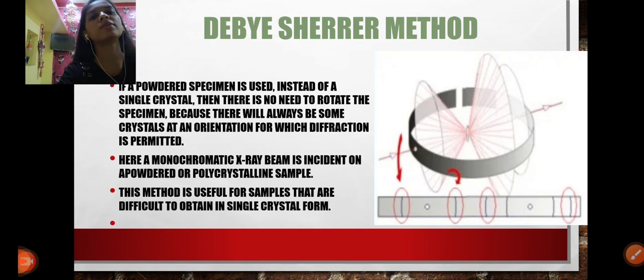Then the Debye Scherrer method. In this method, a powder specimen is used instead of a single crystal. There is no need to rotate the specimen because there will always be some crystals at an orientation for which diffraction is permitted. That means there are many microcrystals present inside the powder.